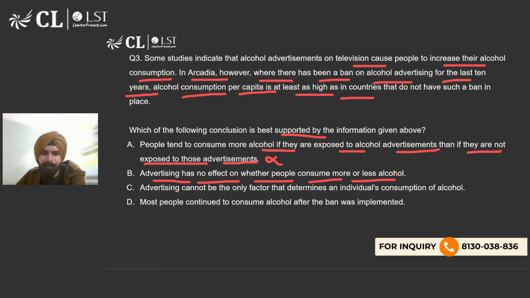Advertisement has no effect on whether people consume more or less alcohol. No, we cannot conclude that. It definitely has some effect. Otherwise, why would they even run advertisements? Advertising cannot be the only factor that determines an individual's consumption of alcohol. This very well could be the right conclusion.